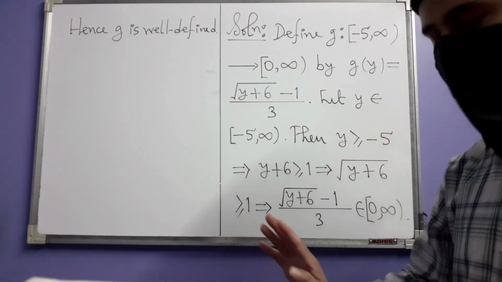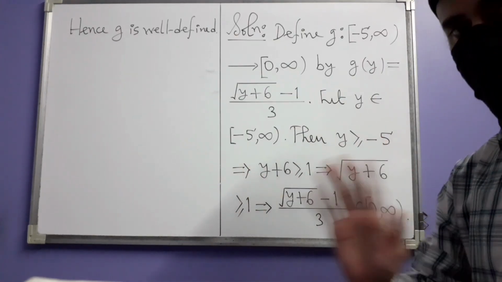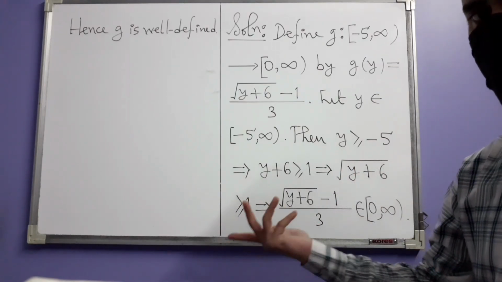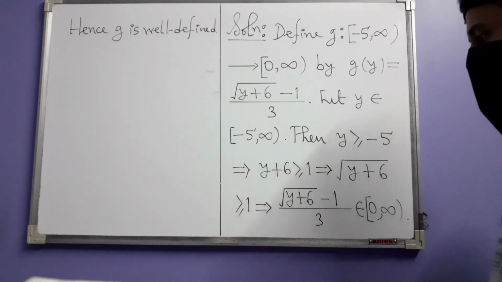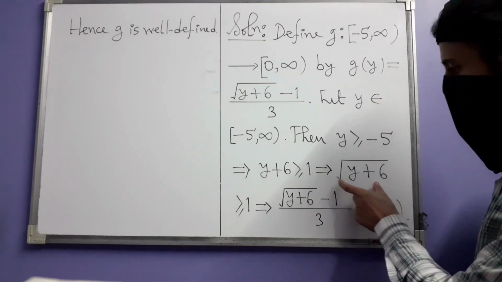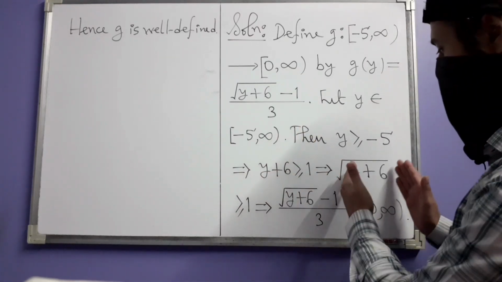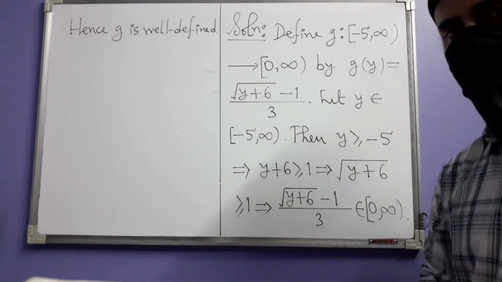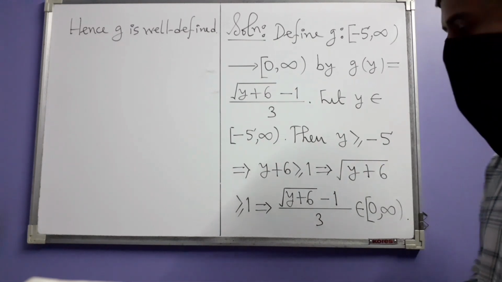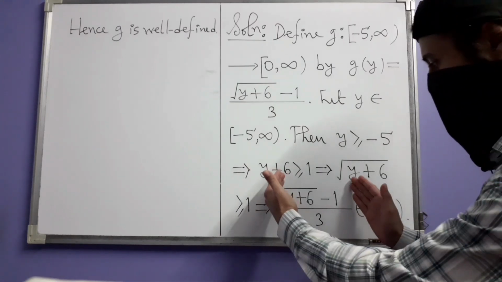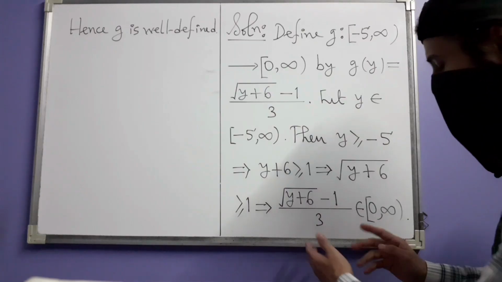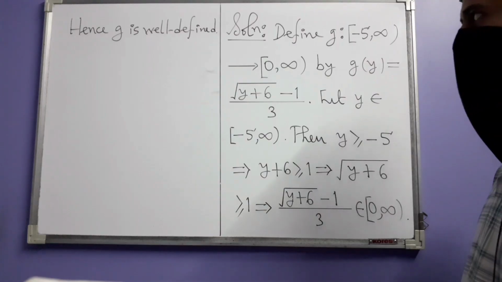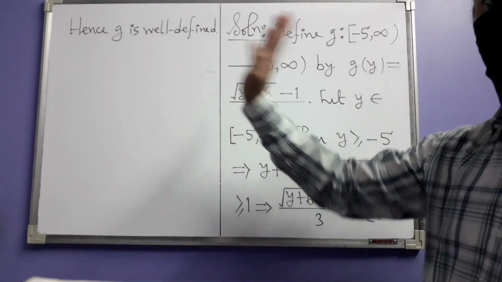It's still greater than or equal to 1. Actually you also have square root here, but square root of 1 is just 1. So what do you have? Square root of y plus 6 is greater than or equal to 1. So this minus 1 is greater than or equal to 0. That divided by 3 is also greater than or equal to 0, because 3 is positive. In other words, this entire ratio is a non-negative real number, greater than or equal to 0, and that's why it belongs to this. So this tells us that yes, g is a well-defined function.